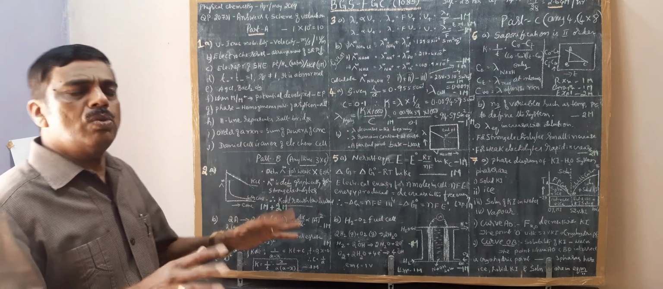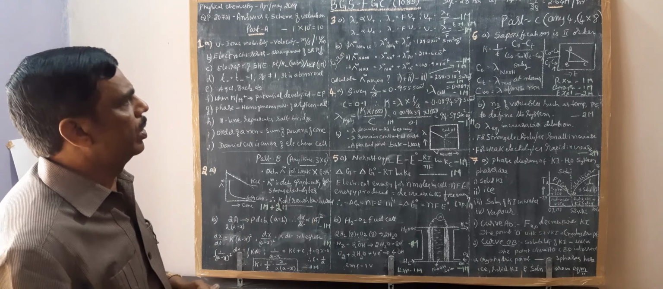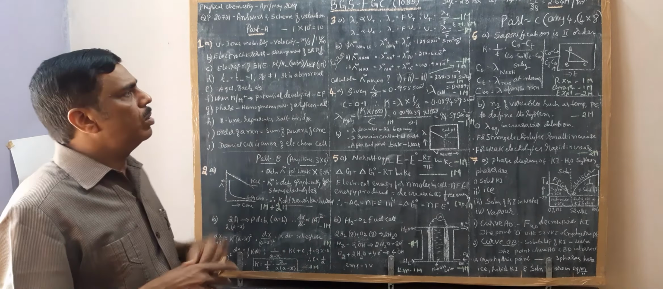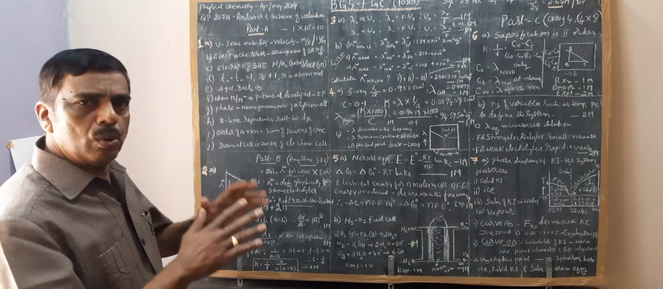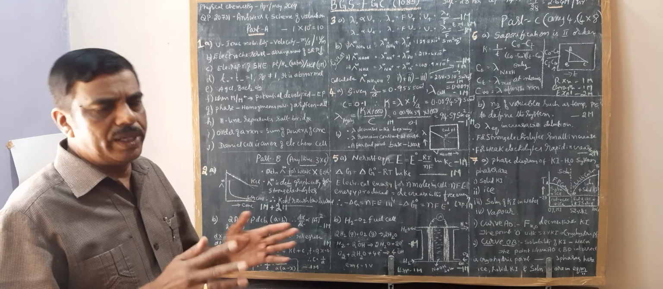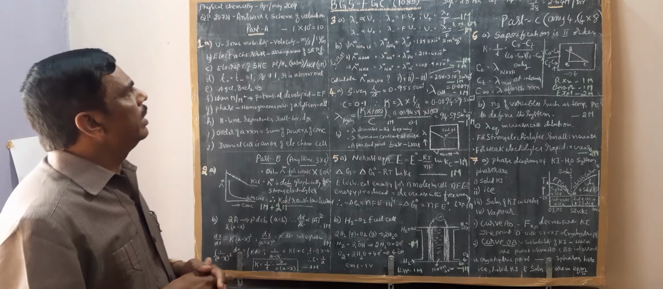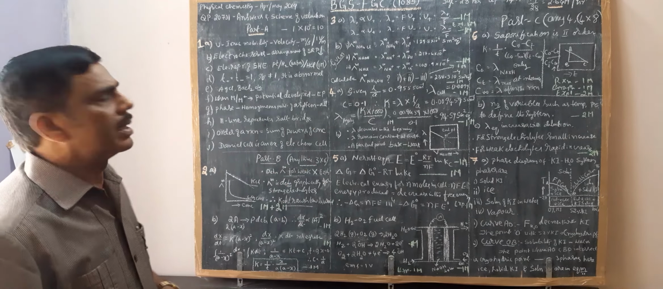Therefore, questions will be there from all the parts equally. It has been distributed, and questions will be there. So, therefore, you have to study all the units in the physical chemistry syllabus. In this question paper, there are three parts.